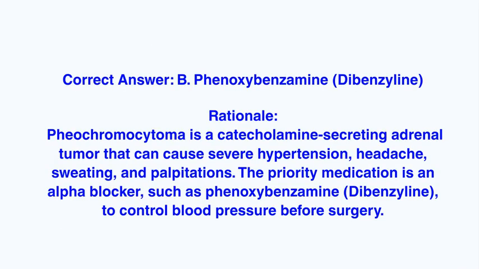So the correct answer is letter B, phenoxybenzamine. So pheochromocytoma is a catecholamine-related problem which secretes catecholamines in the adrenal tumor that can cause severe hypertension, headache, sweating, and palpitations. The priority medication is an alpha blocker such as phenoxybenzamine to control blood pressure before surgery.